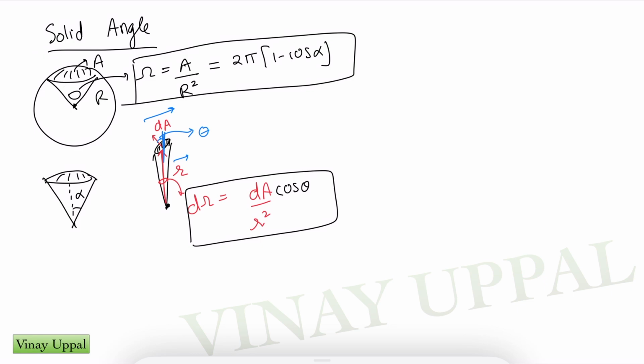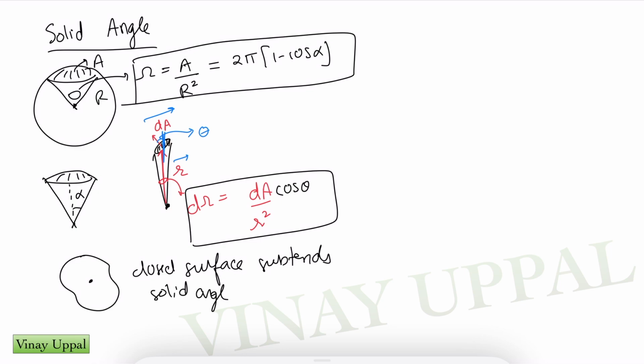Now, a couple of properties of closed surfaces. For any closed surface, at an interior point it will subtend a solid angle of 4 pi, and at an exterior point, 0 solid angle. So this is something that we should remember.